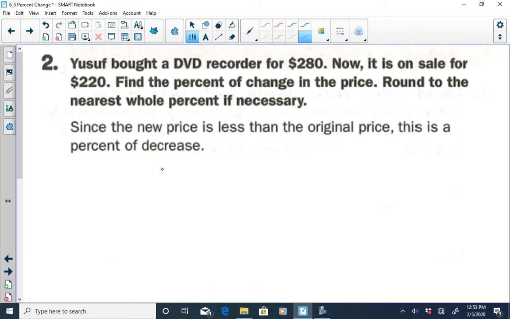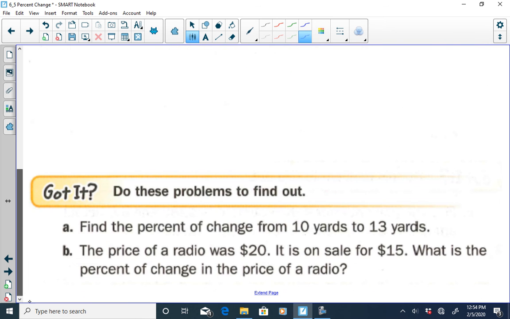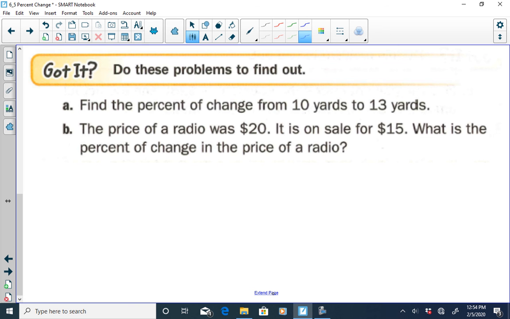Well, they started at $280, then it's on sale for $220, right? So we need to find that difference. The original amount was the $280, and then we multiply by 100, right? It's the difference divided by the original times 100. The difference here of 280 and 220 is 60. We divide that by 280, and we multiply that by 100, and we get 21.4%, right? And that's a decrease. Right? 21.4% decrease. All right.